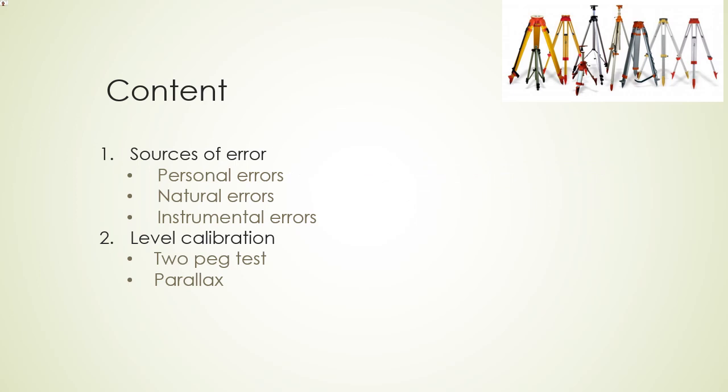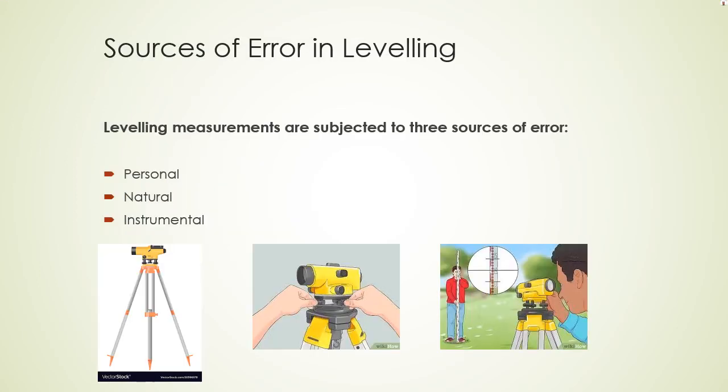We are going to discuss the sources of error. To eliminate the error, we need to calibrate the level. We need to check for the errors, and then we will do the adjustments if the error exists before doing the leveling. Sources of error in leveling will include personal errors, natural errors, and instrumental errors. So mainly the errors come from three sources.